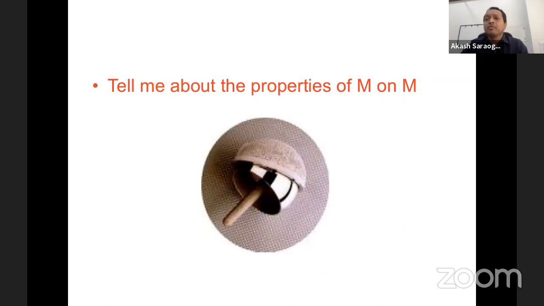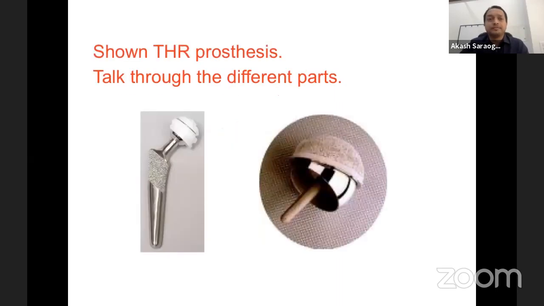You will be asked about metal on metal because it was a big failure in the past, and we need to learn from our failures. It brought the joint registry in, and a lot of medicolegal aspects surround metal on metal. We need to know about the significant cobalt and chromium levels in the blood, and how you identify that a metal on metal hip needs revision surgery.